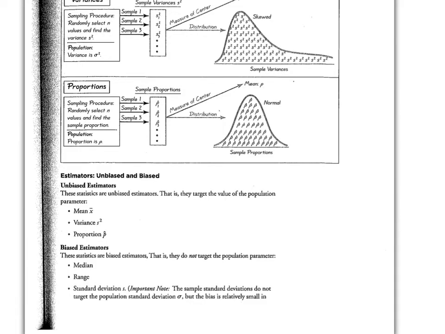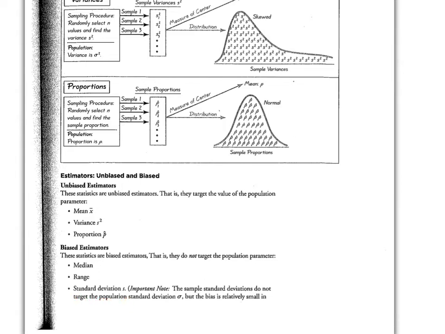So what we've found so far is that the unbiased estimators, the statistics that target the value of the population parameter, are the means, x bars, the variances, s squared, and the proportion p hat. The ones that are biased estimators are the median and the range. There's more than this, but some of them, standard deviation.